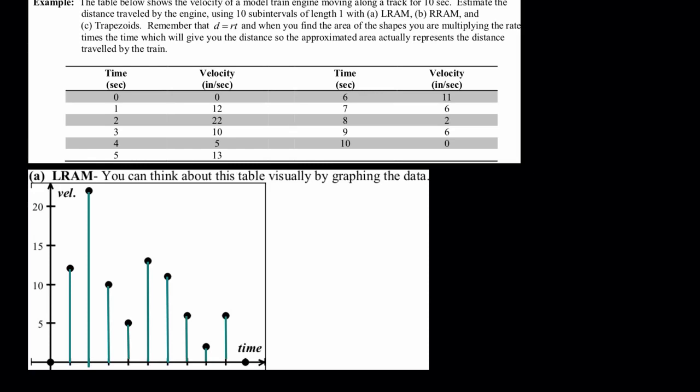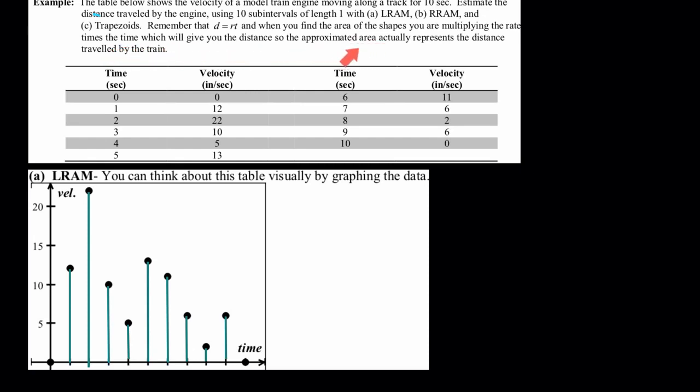All right, so here is a situation given to us. The table below shows the velocity of a model train engine moving along a track for 10 seconds. Estimate the distance traveled by the engine using 10 sub-intervals of length 1. We're going to do this with an LRAM, RRAM, and with trapezoids. And remember that distance is equal to rate times time. When you find the area of the shapes, you're multiplying the rate times the time, which will give you the distance.